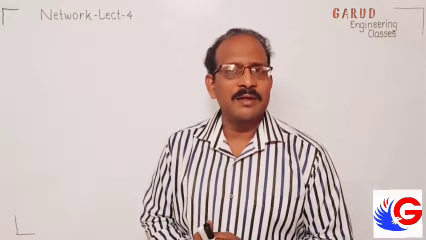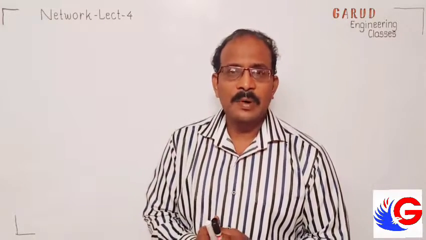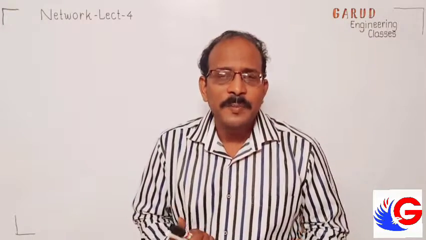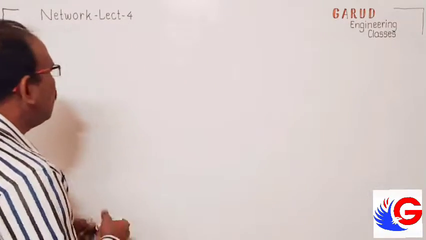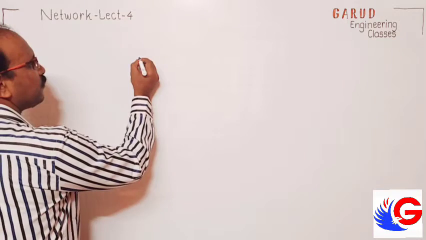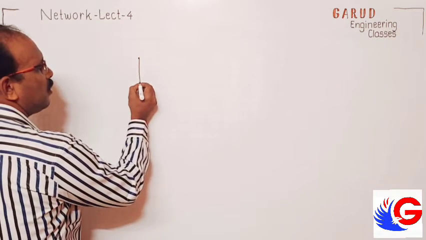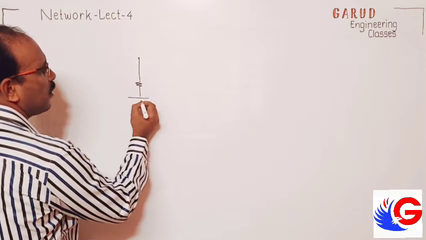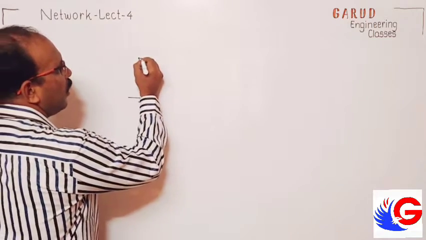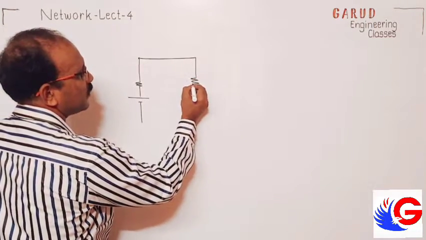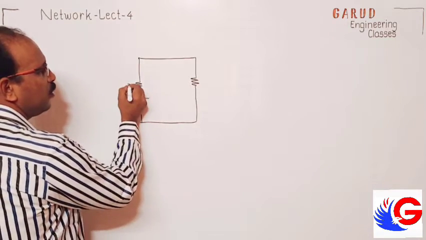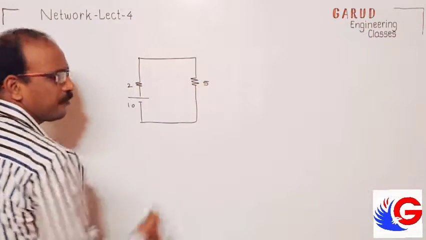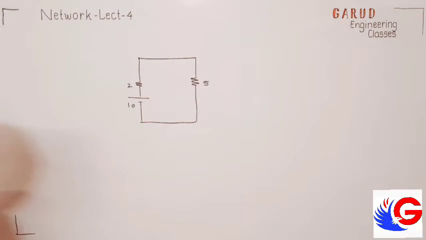It is presented in a diamond shape, but what is it exactly? In real life, what type of dependent sources are there? I just want to explain that. See, suppose I consider one network, and some current is flowing through this. Here 10 volt, 2 and 5.